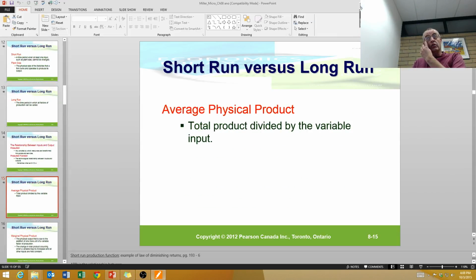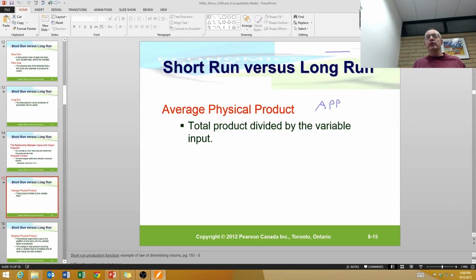Okay, so we just said that the production function is the relationship between the physical quantity of inputs and the physical quantity of outputs. And so this so-called average physical product, APP, is the total physical output divided by the total quantity of input. So total quantity of output divided by the total quantity of input.